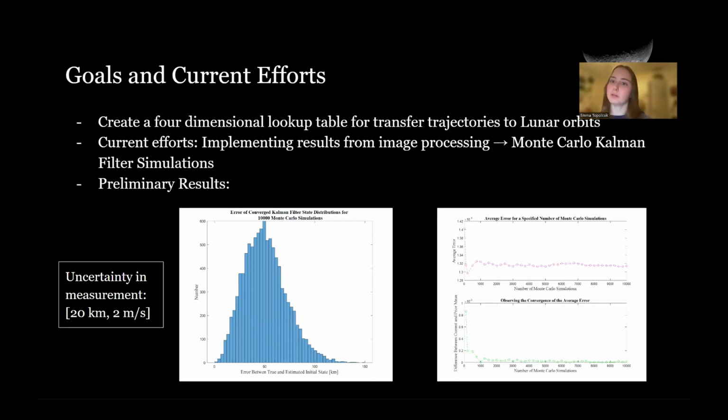The preliminary results below show a simulation of the Monte Carlo Kalman filter. This is for some random number of measurements, and it shows the distribution of error in the first image, and then the second image shows the evolution of the mean error over the Monte Carlo simulations.